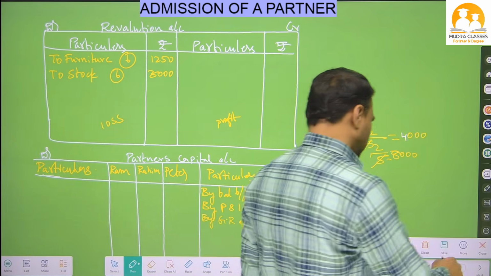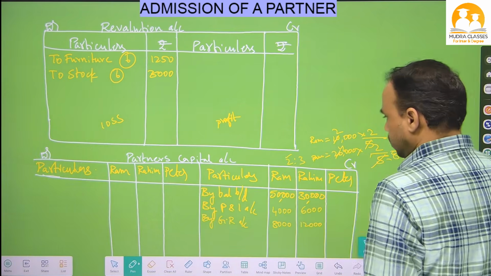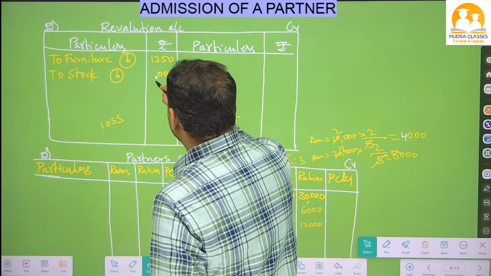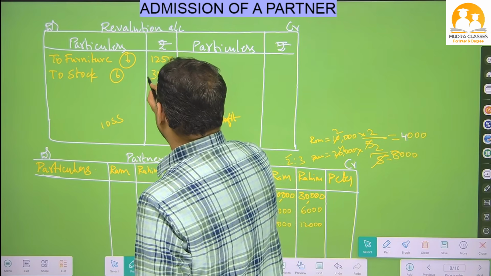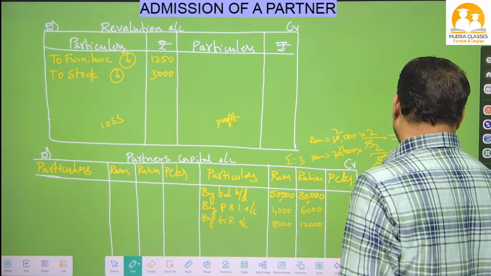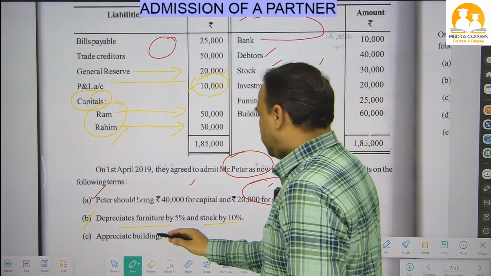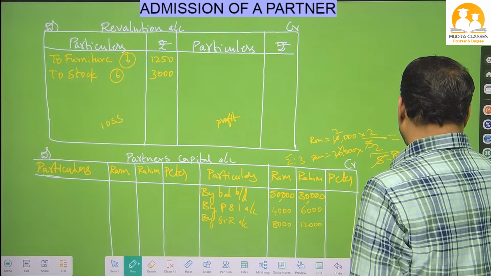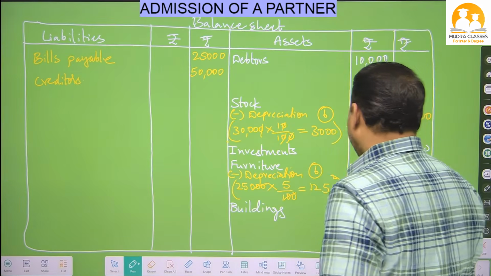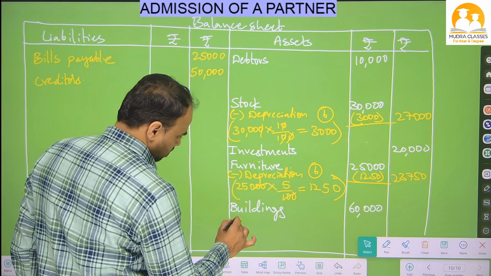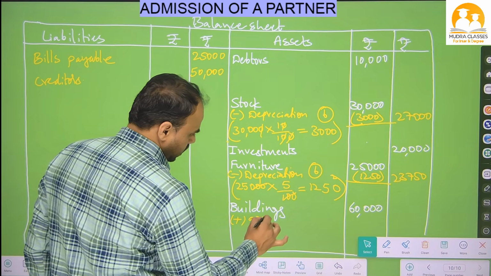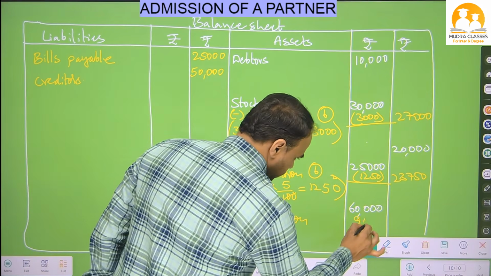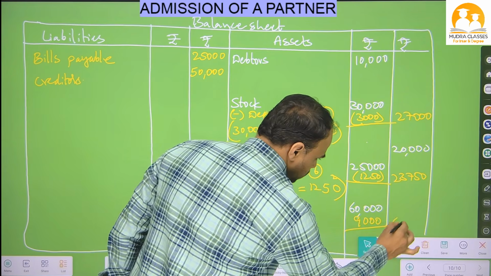Okay, now see the next adjustment. Appreciate buildings value by 15%. Buildings value increased by 15%. So appreciate means increased. Building value increased by 15%. On 60,000, 15% means 9,000 rupees. So outer column 69,000 rupees.